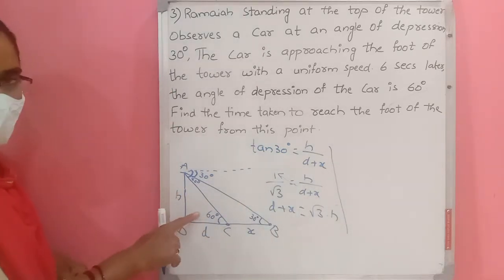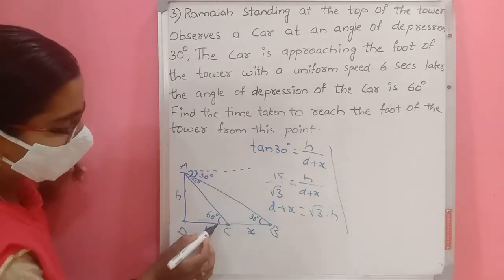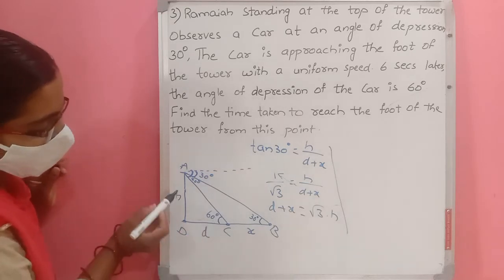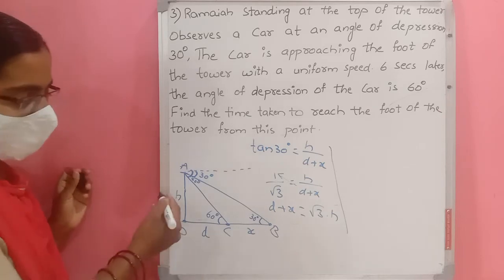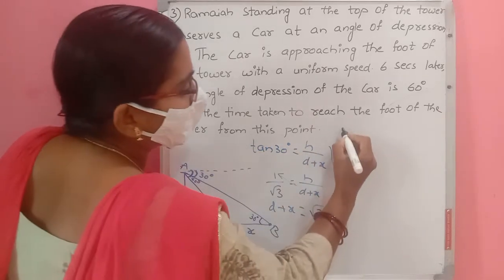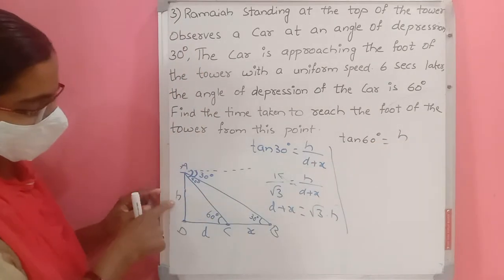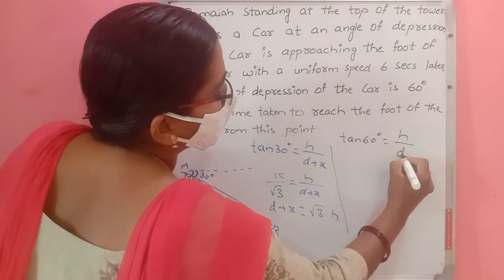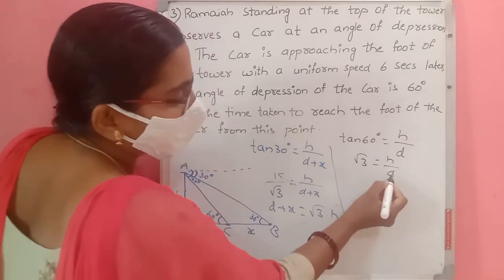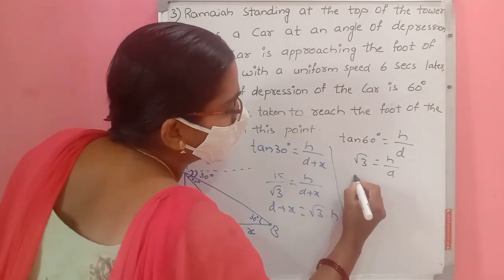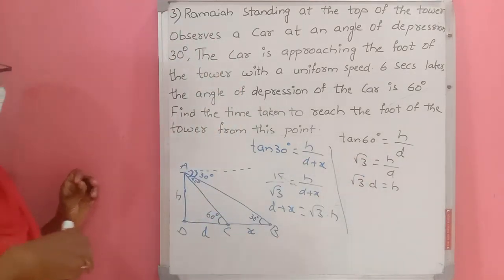Next, go to this triangle, triangle ADC. Small triangle ADC. If you go to the triangle, this is the angle 60 degrees. So, for this the opposite side is H, AD, and the adjacent side is DC, D. Opposite and adjacent means again we have to take tan. Tan 60 degrees is equal to opposite H by adjacent D. Tan 60 is root 3. Root 3 is equal to H by D. Transpose this D to that side. That becomes root 3 into D is equal to H. So, H is equal to root 3 into D.